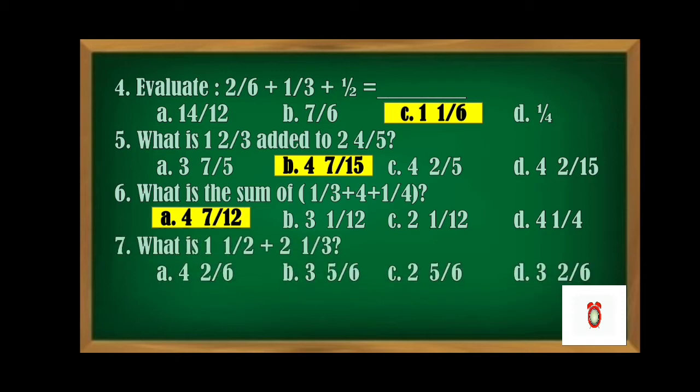Number 7. What is 1 and 1/2 plus 2 and 1/3? Is it A. 4 and 2/6, B. 3 and 5/6, C. 2 and 5/6, or D. 3 and 2/6? The correct answer is letter B, 3 and 5/6.